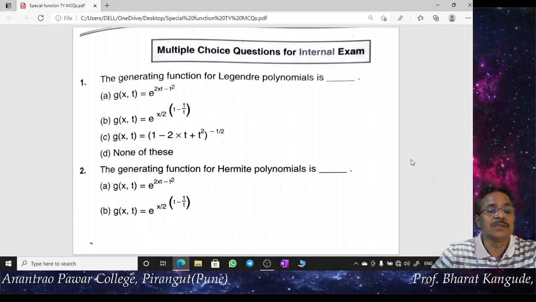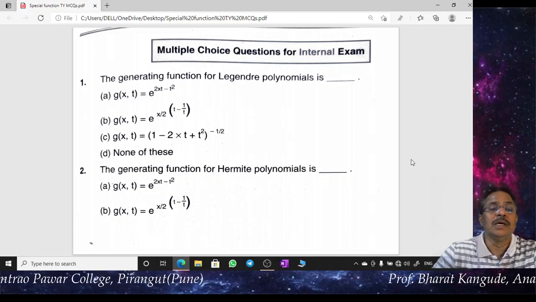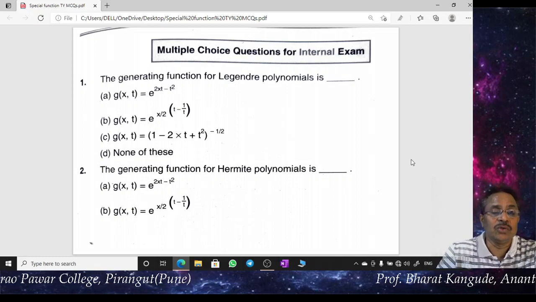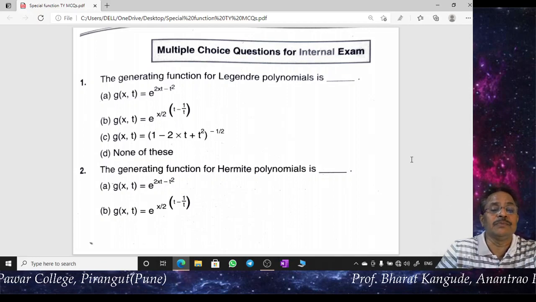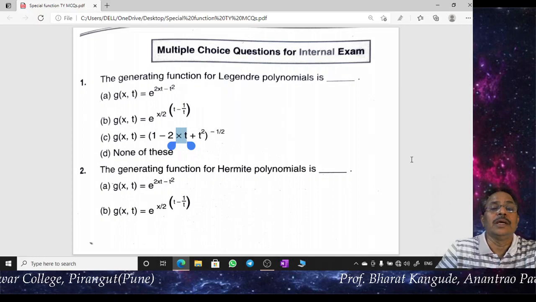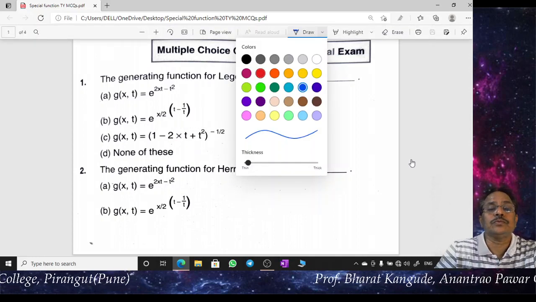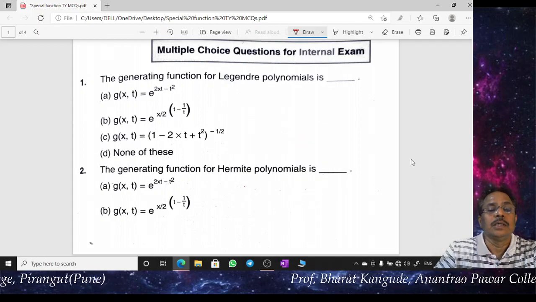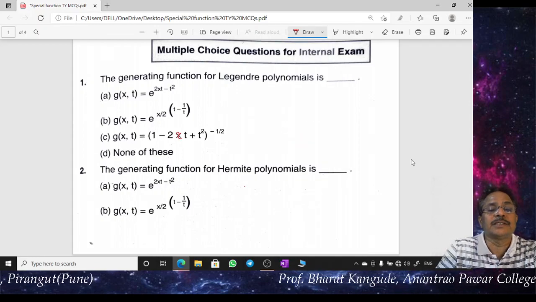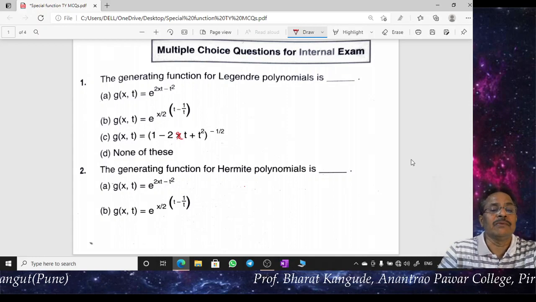And option C is g of x,t is equal to 1 minus twice, actually it is not t into, but it is xt. So there is some correction. This is simply x into t. Let me take the pen. So here it is, this is to be xt, so 1 minus twice xt plus t square, raised to minus half, and D is none of these.